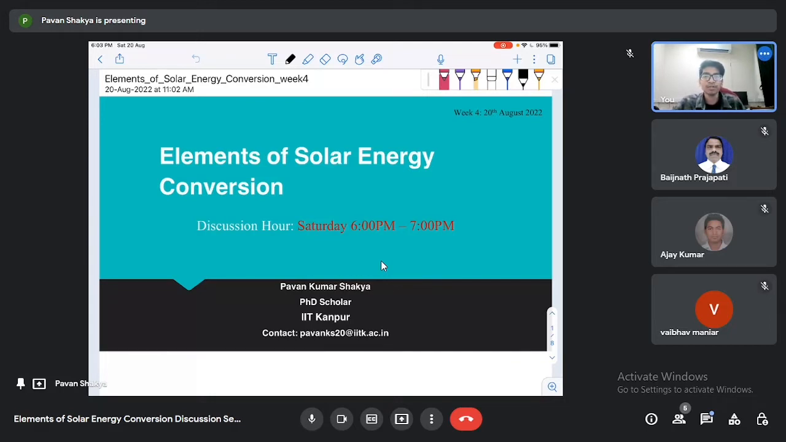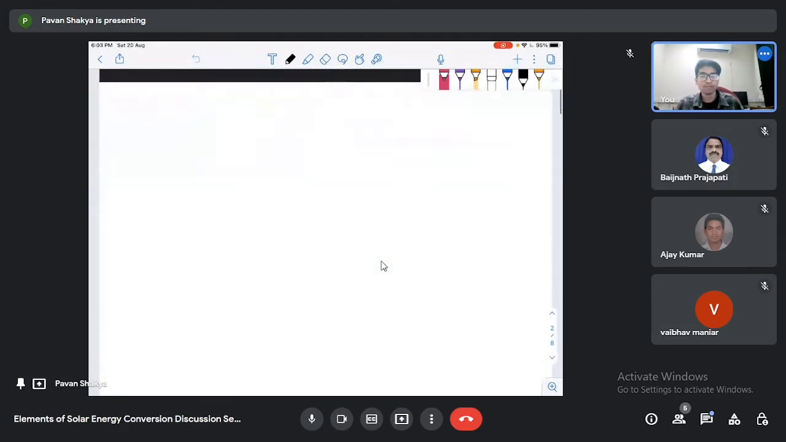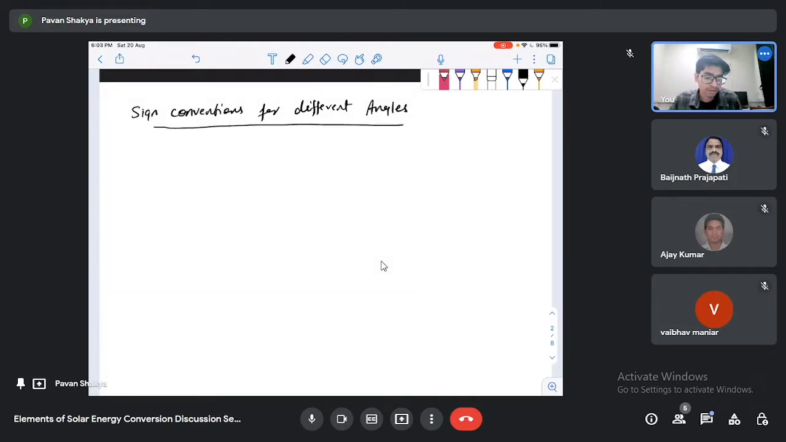So this is the fourth week where I will discuss some problems and also some concepts related to shading and some sign conventions for the different angles. Okay. So first I will discuss the sign conventions for different angles. Okay. So the first one is latitude angle.